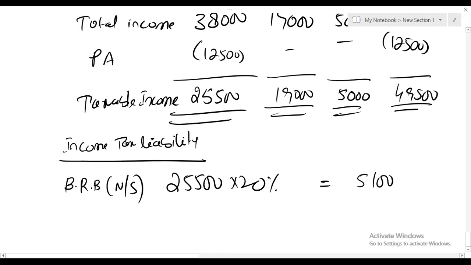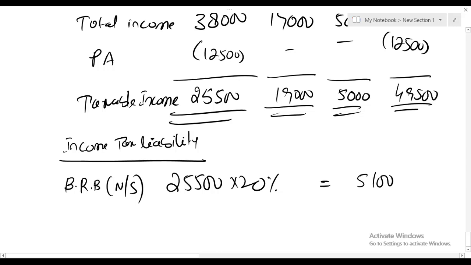Before applying any tax rate on saving income, I have to check whether this individual is a basic rate taxpayer. If this individual is a basic rate taxpayer, then this individual will get nil rate band of 1,000 in saving income. If this individual is a higher rate taxpayer, then this individual will get nil rate band of 500 for saving income. And if this individual is an additional rate taxpayer, then this individual will not get any nil rate band for saving income. Okay.